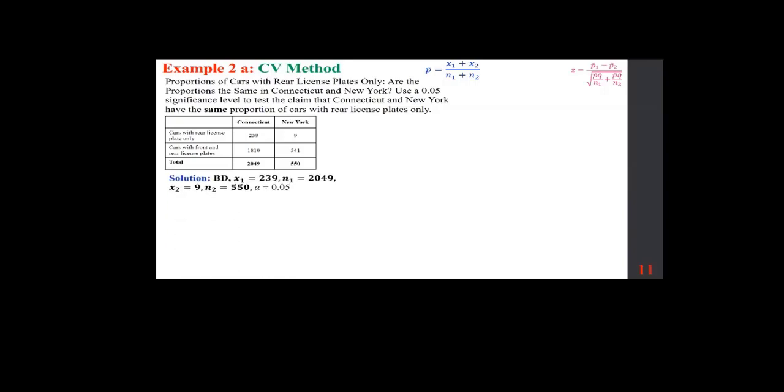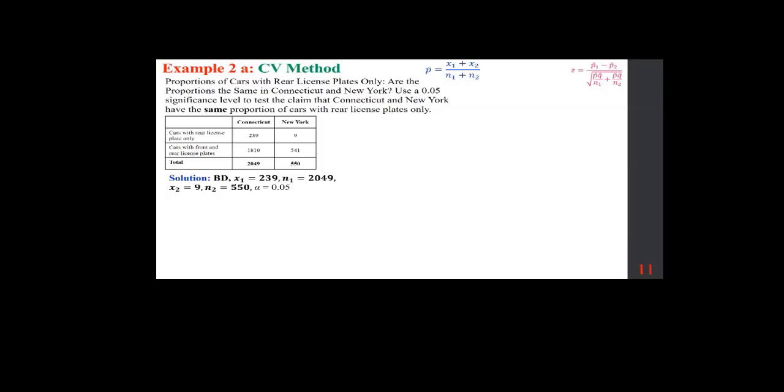By the way, in some texts, instead of saying that, they may use X sub C for Connecticut and X sub N for New York, or they actually spell it out. That's fine. Depending on the text, we can have different notations. As long as we understand what we are doing, we are in good shape. So that being the case, x sub 1, n sub 1, x sub 2, n sub 2, alpha, all of the above are known. And so we're going to move on and we're going to come up with various steps.